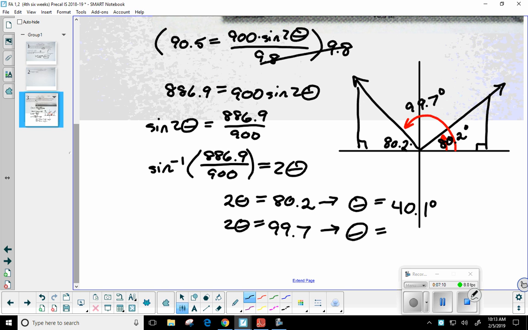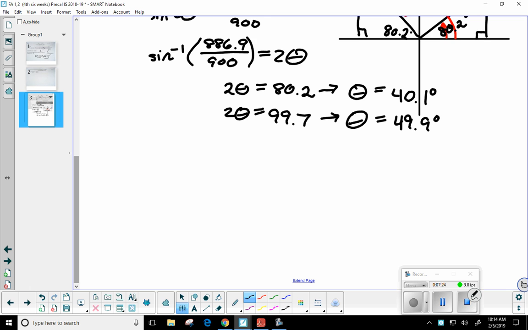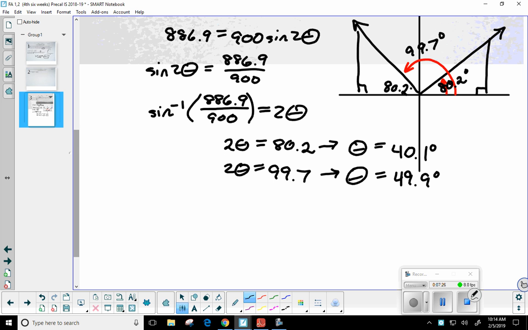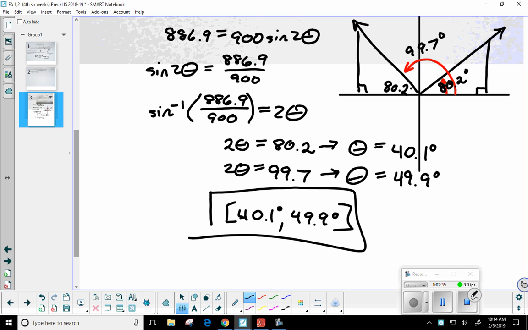And then somebody help me out for the other one. 99.7 divided by 2. 49.9. There we go. That's got to be my interval. So if the ball is hit the same height that the fence is, according to this formula, and it's hit at an angle between 40.1 degrees and 49.9 degrees at the 30 meters per second, it should clear the fence. That's a 4 right there.